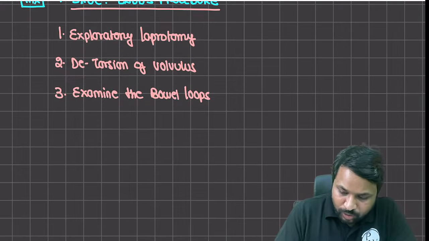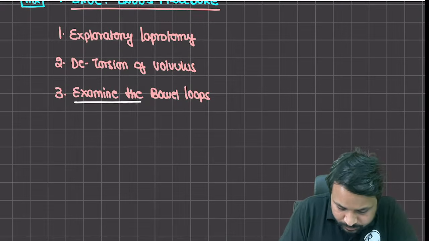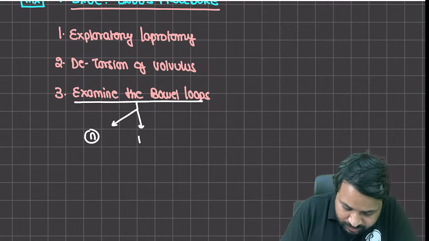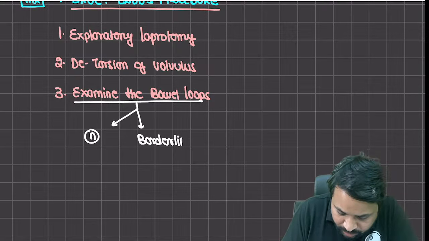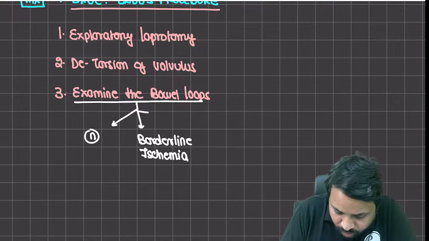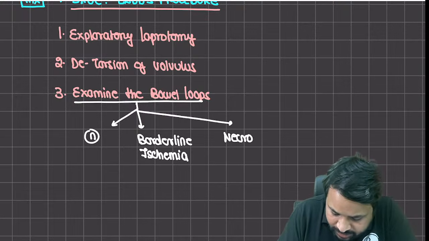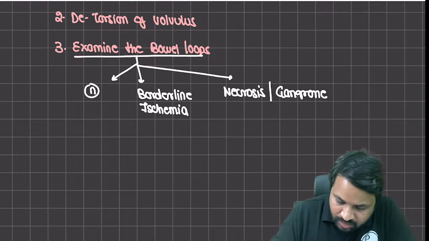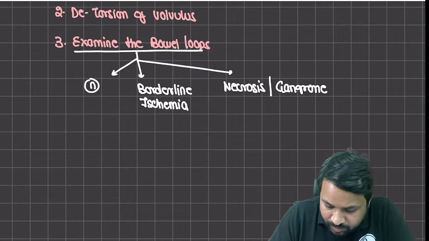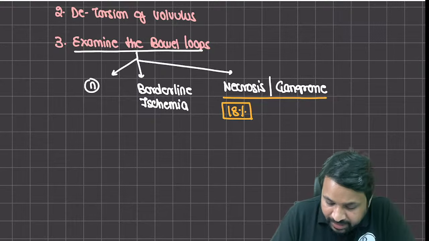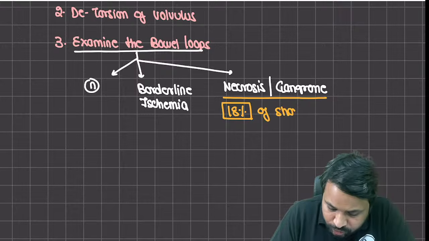Now, once you examine the bowel loops, I can have 3 possible scenarios. I can have normal, I can have borderline ischemia, or there is necrosis or bowel wall gangrene. As I told you, 18% of short bowel syndrome.